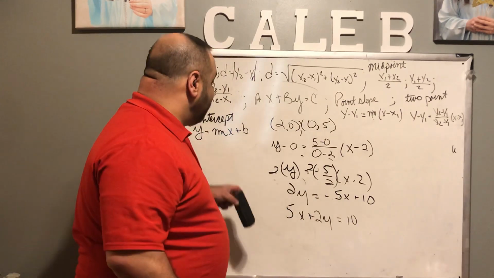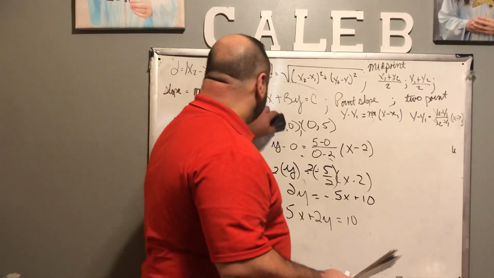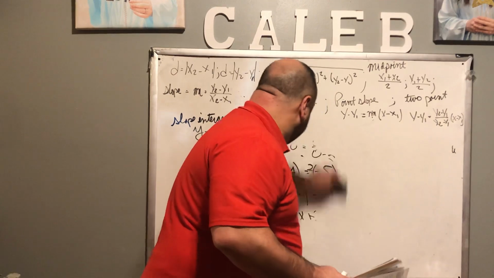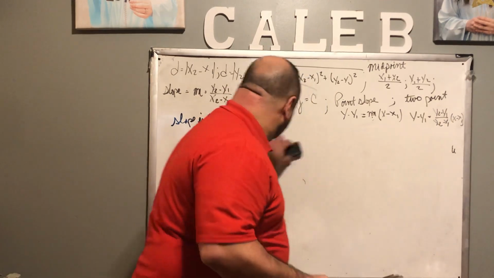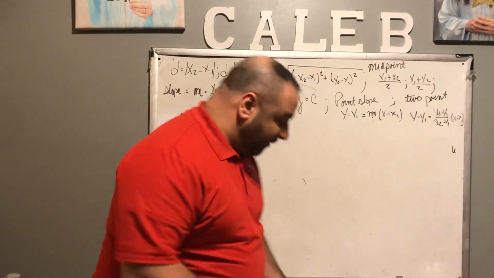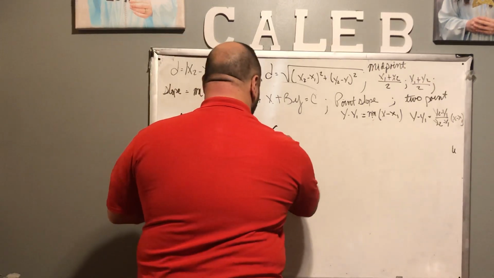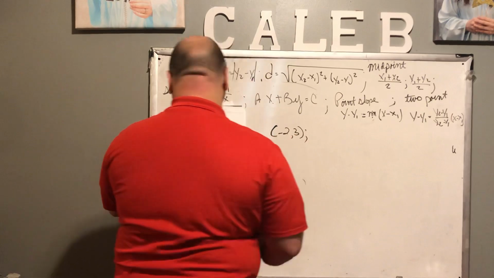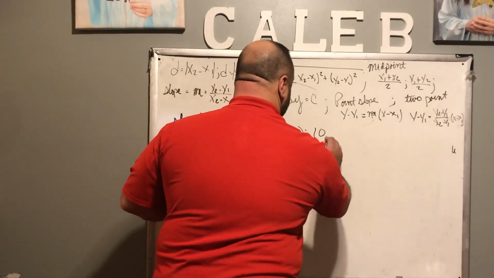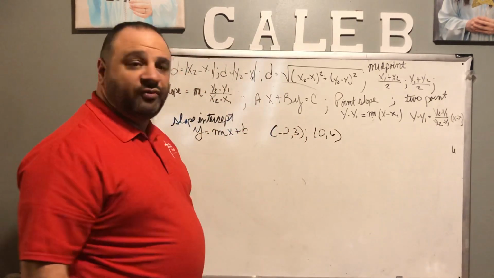All right, so let's do the next one. Let's do number 4. I'm sure you guys could do pretty well without me confusing you here. All right, let's do number 4. Okay, so number 4 we have negative 2, 3, and then we have 0, 6. All right, negative 2, 3, 0, 6.